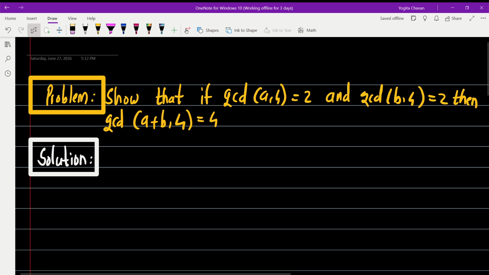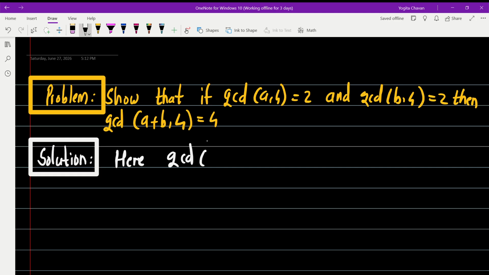Hello friends, today we have to prove that if GCD of A and 4 is equal to 2 and GCD of B and 4 is also 2, then GCD of A plus B and 4 is equal to 4. Now see its solution.